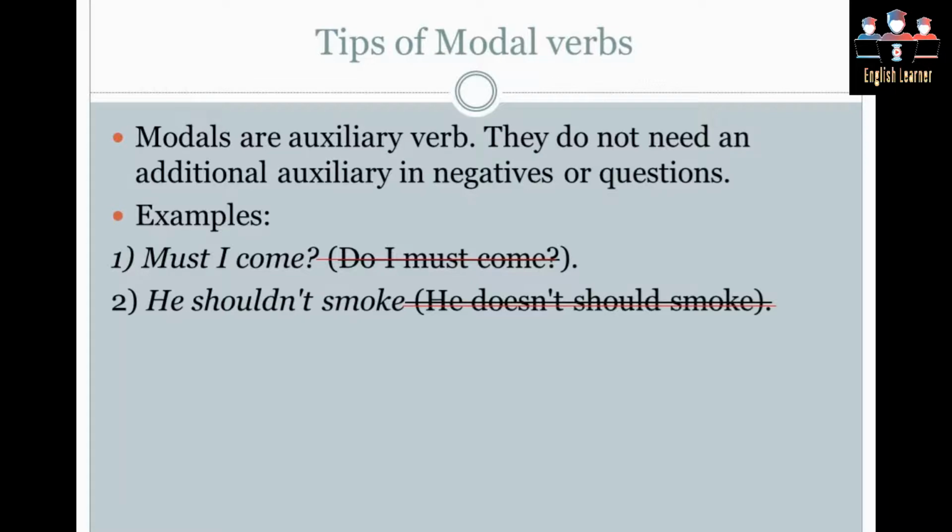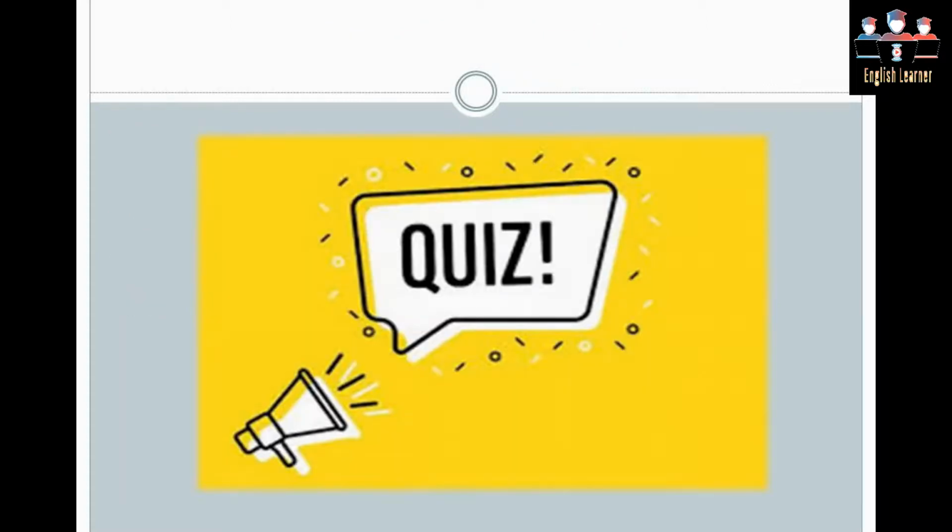Example number 2, he shouldn't smoke. In this example, we have used not with a simple modal, that is should. We cannot use an additional auxiliary here in order to make it negative. It is wrong to say he do not should smoke. Next, we are going to strengthen our concepts by quiz.